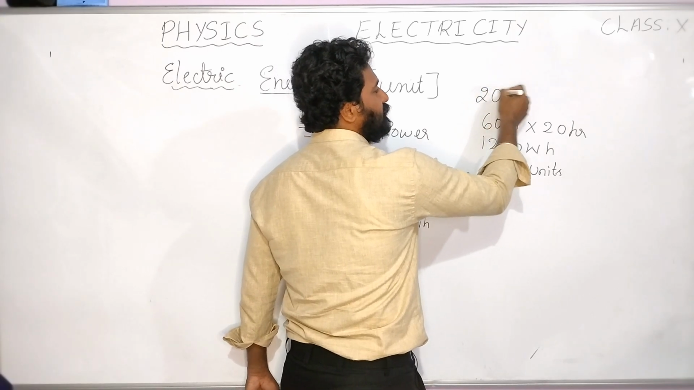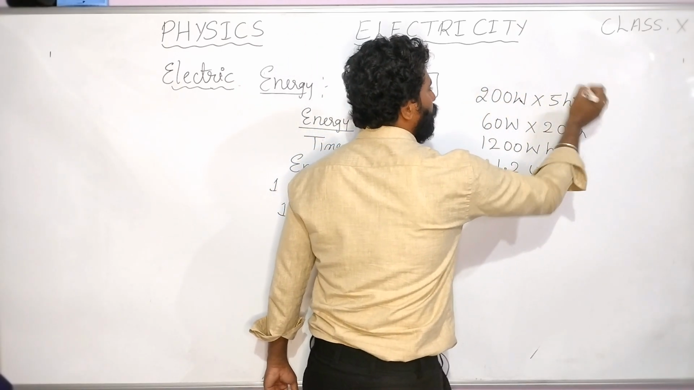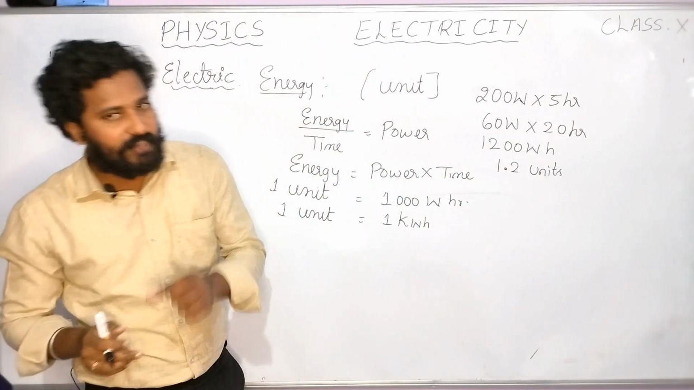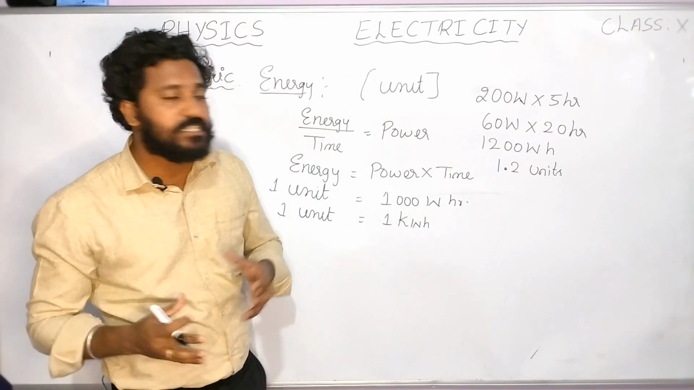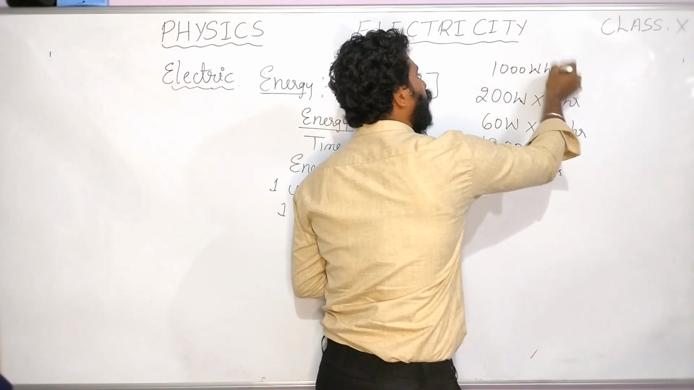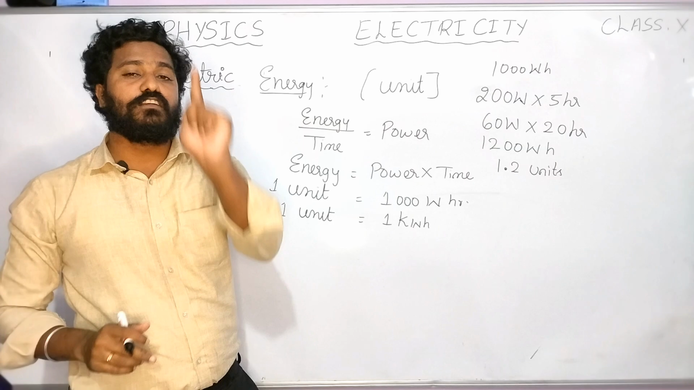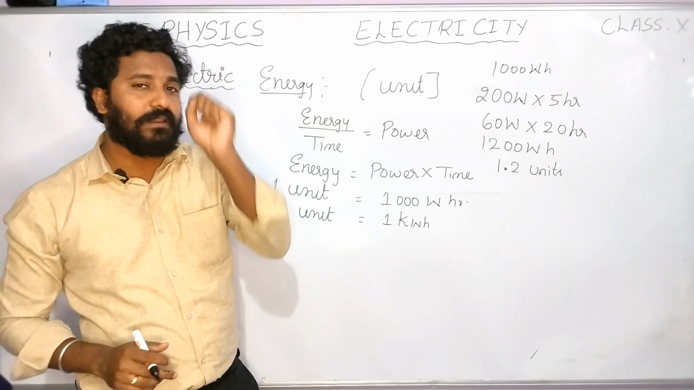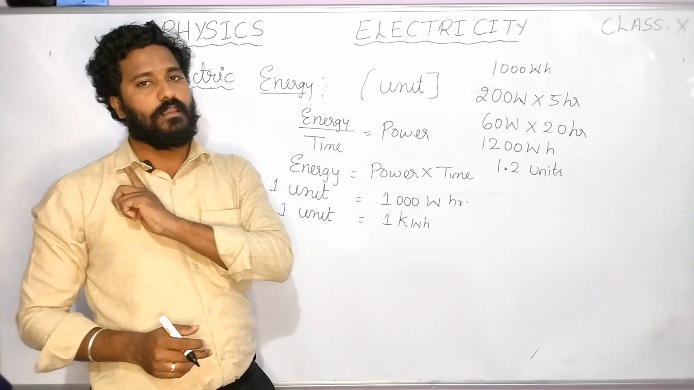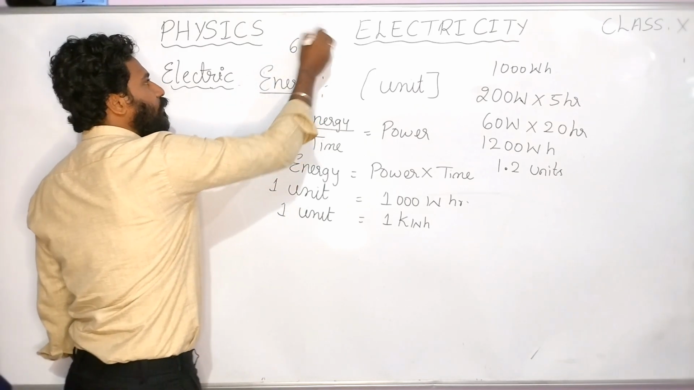200 to 300 watts, 200 watt. So into 5 hours, suppose you are using TV for 5 hours, then how much energy have you consumed? 1000 watt hour of energy you have consumed, which means you have consumed 1 unit of energy. You know what is the electric bill in Karnataka for 1 unit? 1 unit is almost around 6 rupees.